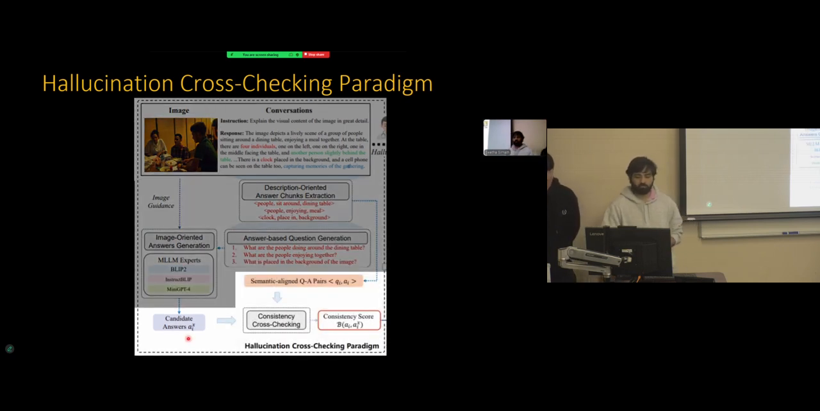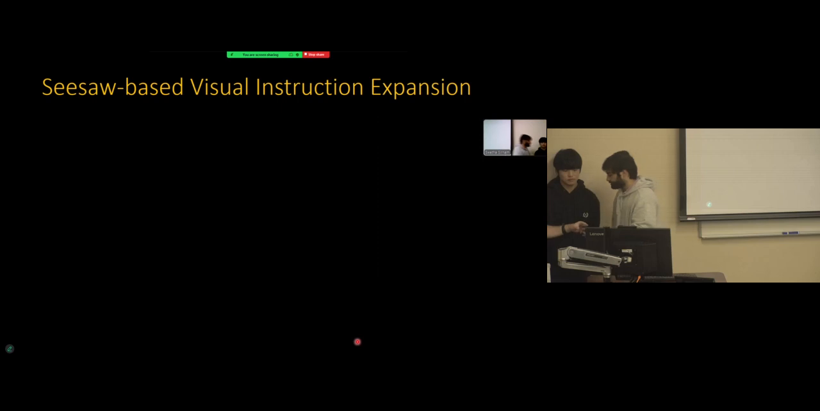Now, the next step involves cross-checking. You take one candidate answer, then compare it with the original response and check the consistency score, which is essentially just a BEM score. You do it for all the candidate answers, so you have three over here. Then you take the average of the scores, and that's how you get the consistency score. What we do with the consistency score, we are going to explain in the later slides. Now I'm going to hand it over to my colleague.